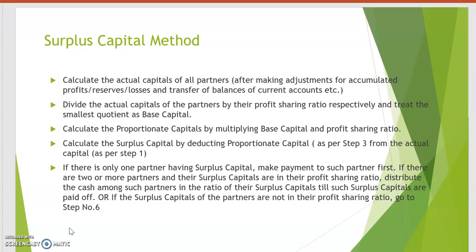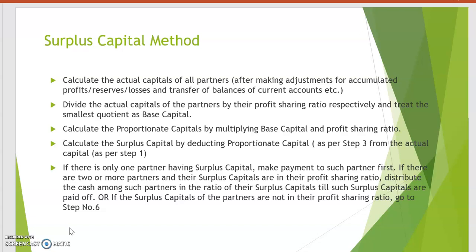In point number 2, when you calculate the unit of each capital, consider the smallest unit value or the smallest quotient as the base capital of any one partner, and multiply it with each partner's sharing ratio. Then you will get the proportionate capital for every partner, or the n number of partners mentioned in your question. Calculate surplus capital by deducting proportionate capital as per step 3.